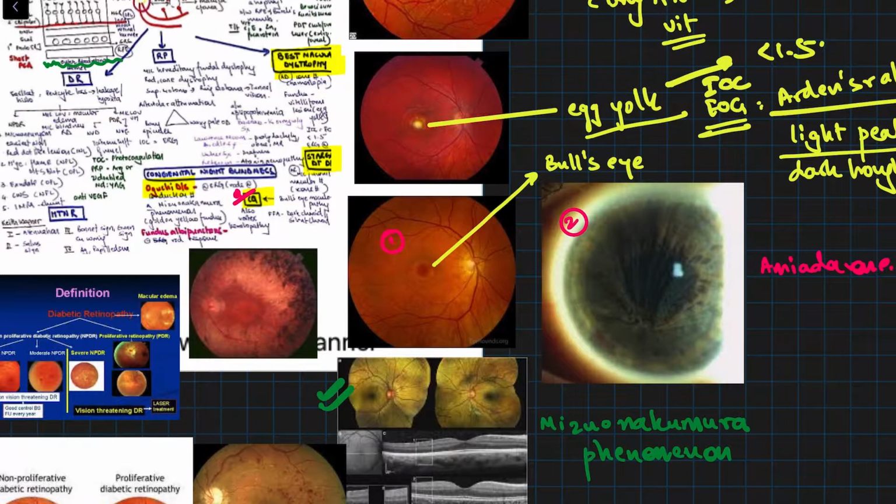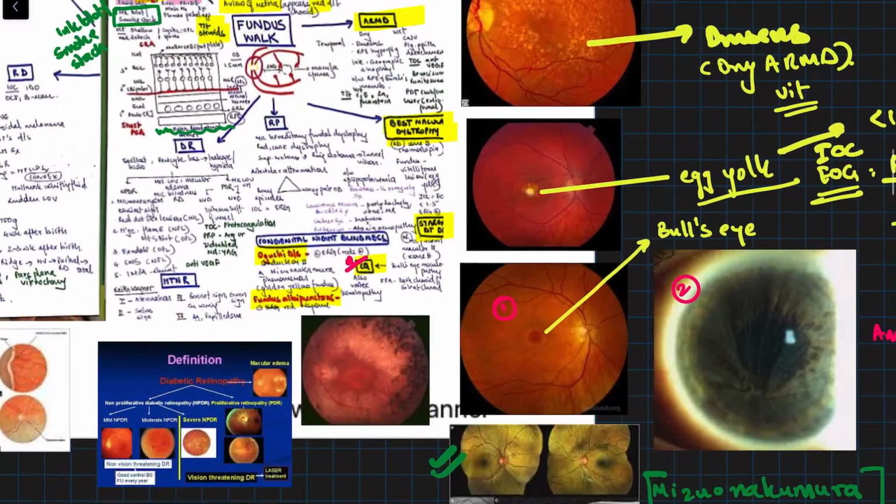In all the other cases, we were seeing a reddish fundus due to choroid, and here there is a greenish yellow fundus, which is called Mizuo Nakamura phenomenon. Next, a congenital cause of night blindness is Fundus albipunctatus, and here there is an absence of rod response.